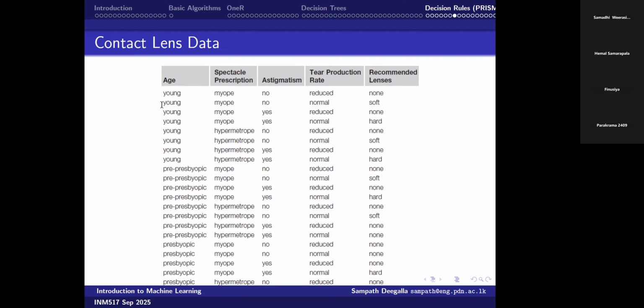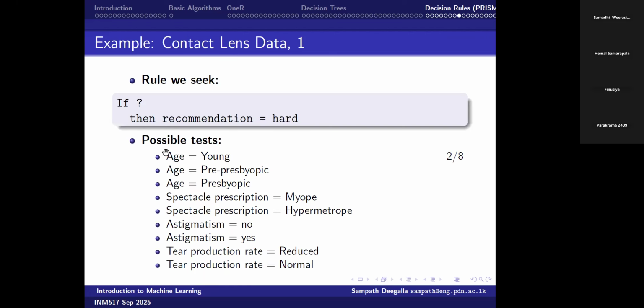With age young. And out of these 8, how many instances will recommend the output as hard? You can see, right? We have 1 here, another one here. So there are 2 instances which recommend the lens as hard lens. So that means if you go back to the test, if you put age young, the accuracy will be 2 out of 8 because there are 8 instances with age young. Out of 8, there are 2 instances that recommend the hard lens.